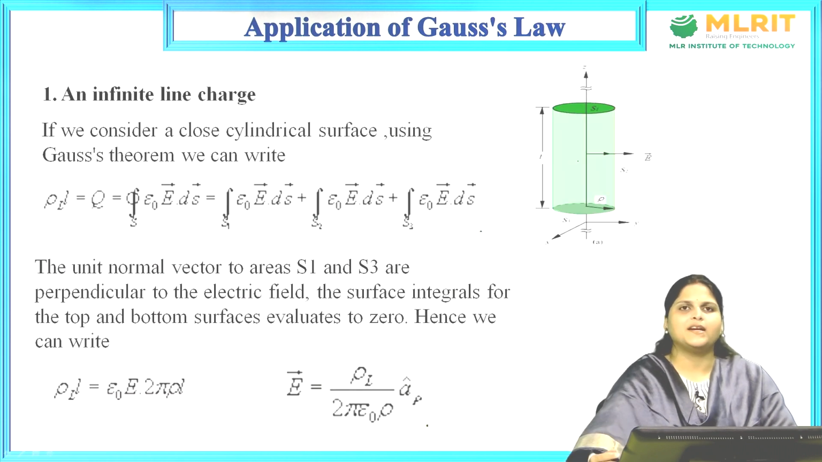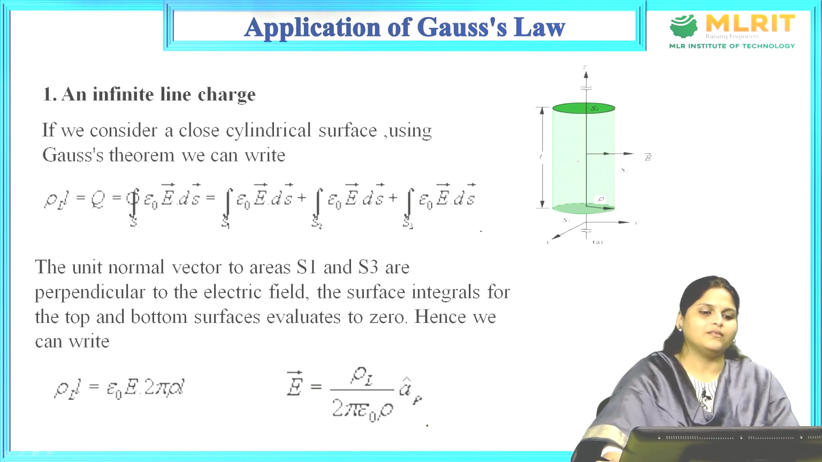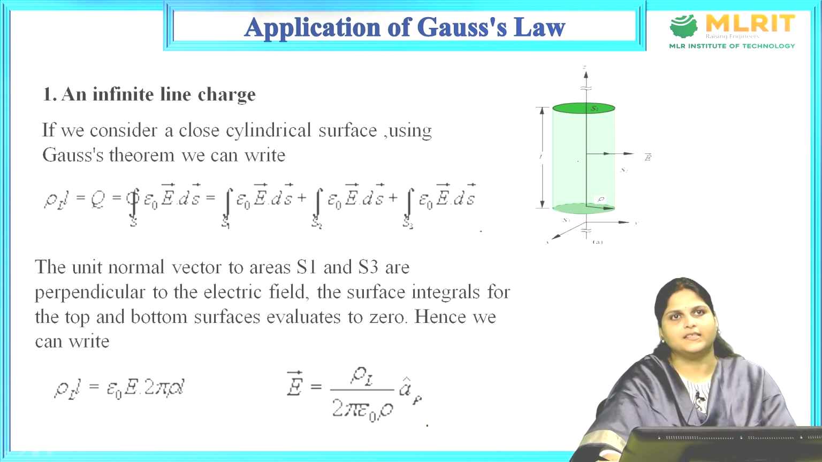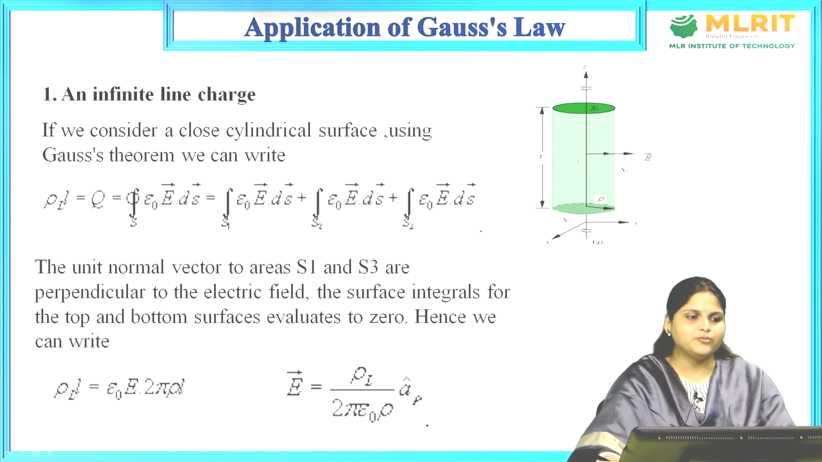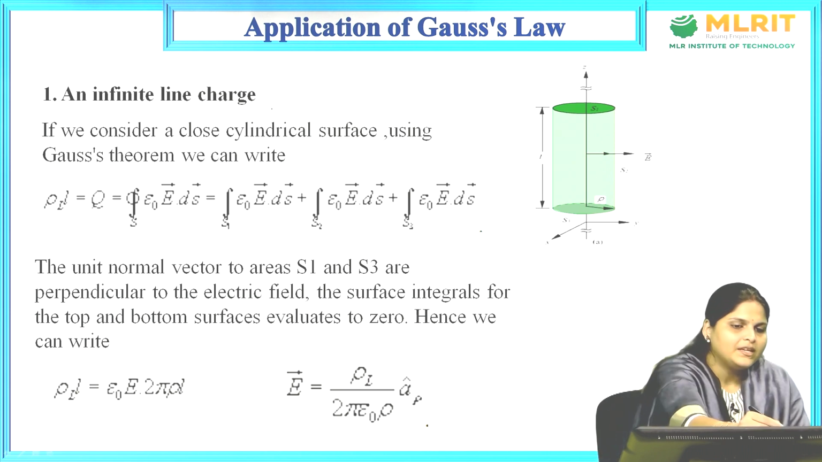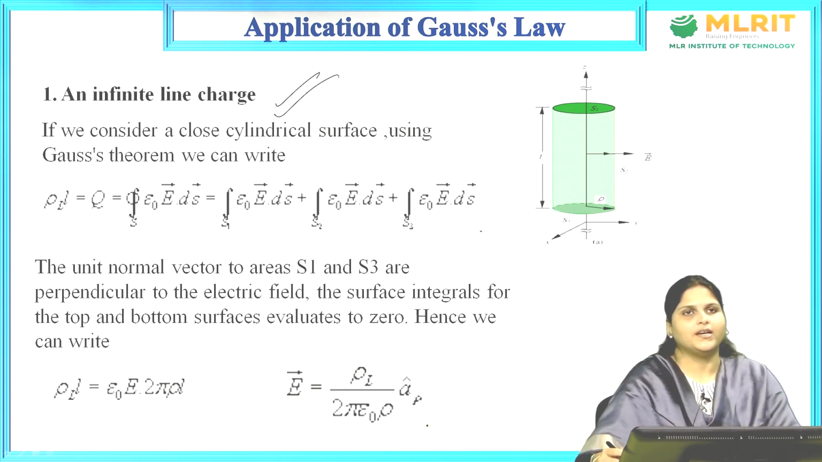Next, we can understand its applications. So with the applications of Gauss law, we can find the electric field intensity by using Gauss law. For that we are going to use three different arrangements. The first one is the infinite line charge.